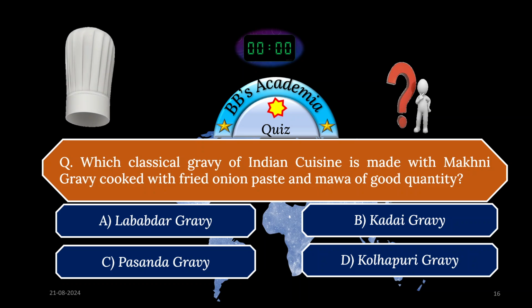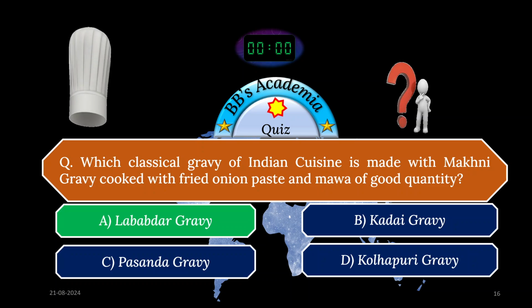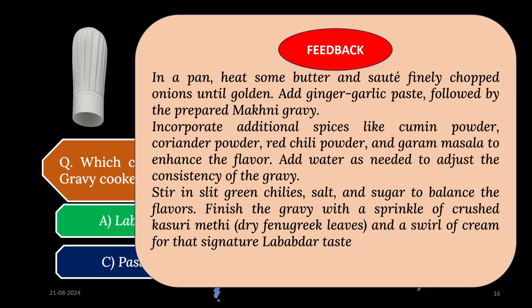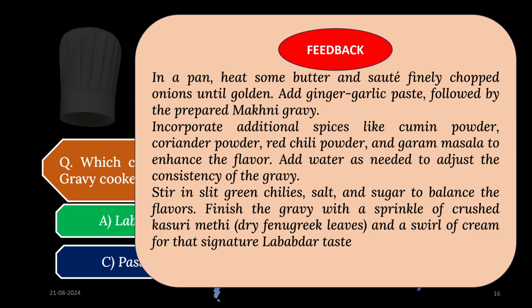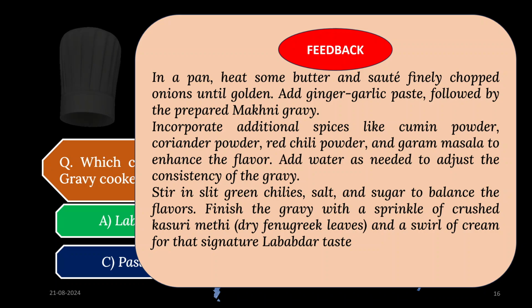Okay, time is up. Hopefully you have given the correct answer for this question. If not, and those who have given, let us check the right answer. And your right answer is, it is nothing but a lababdar gravy. Let us know a little more about lababdar gravy through this process. In a pan, heat some butter and saute finely chopped onions until golden, and add ginger garlic paste followed by the prepared makhani gravy.